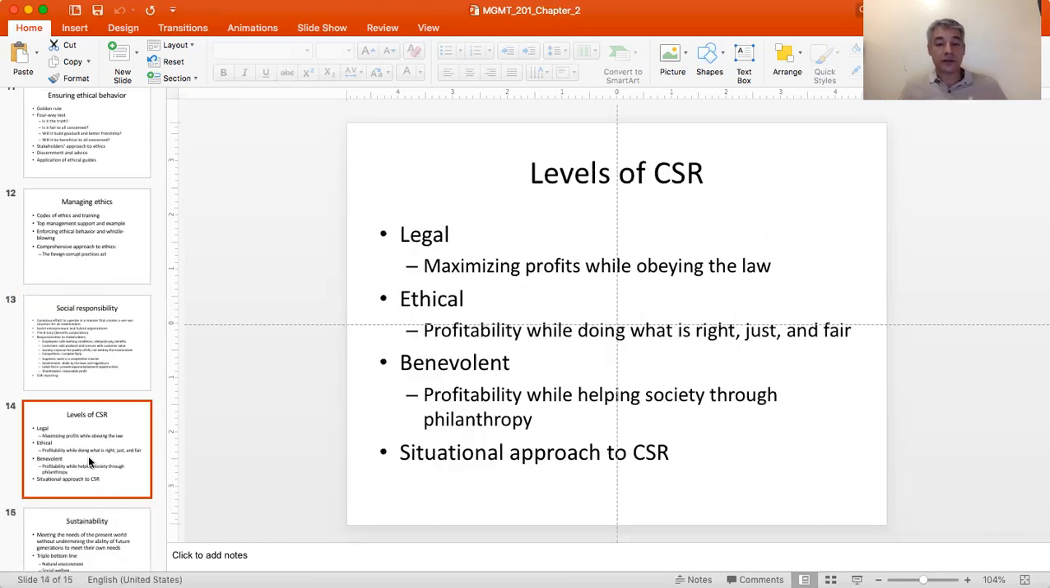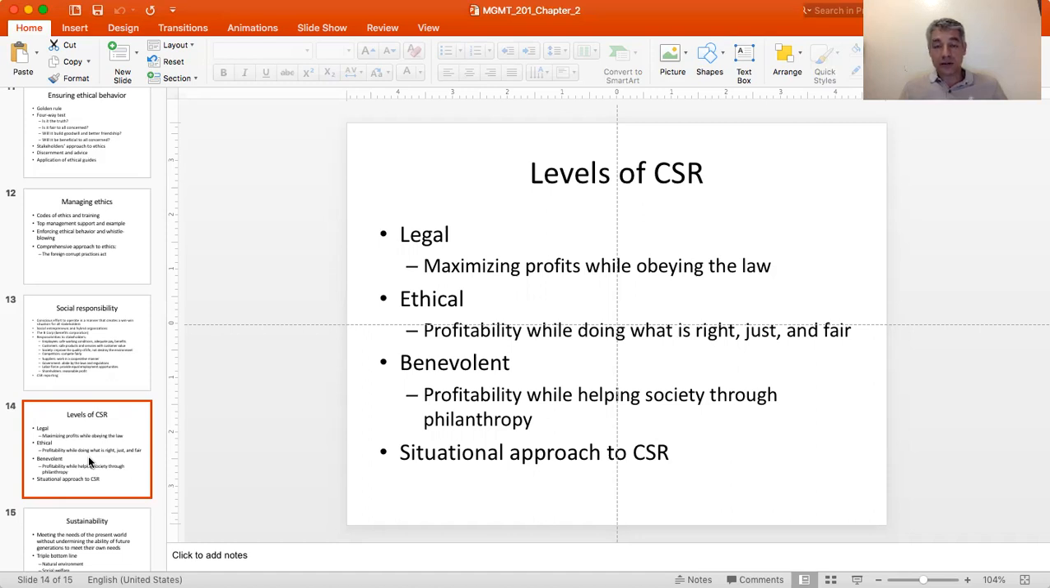And then the CSR itself. There are different levels of CSR. We may talk about at least three possible levels of engagement with corporate social responsibility principles. At the minimum, you try to adopt this legal level of CSR where you maximize your profits while obeying the law, right? So you're not breaking the law, you're not bending the law, you are compliant with the law and try to look primarily at the interests of your shareholders.